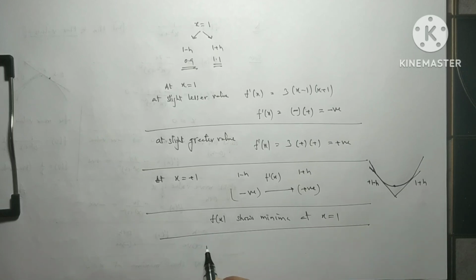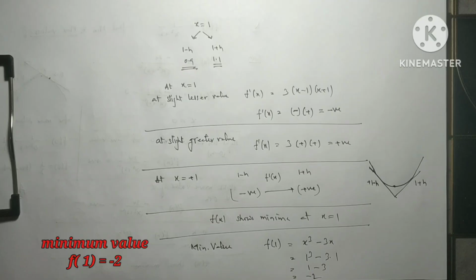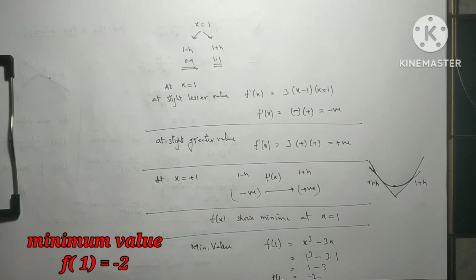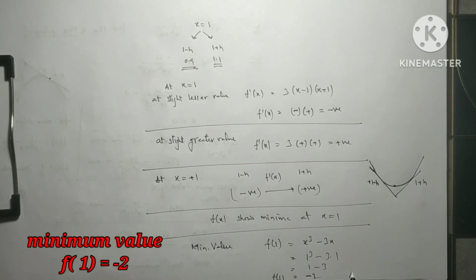So for the minimum value, f(1), and you have the function x cube minus 3x, so it will be 1 cube minus 3 into 1, so you get 1 minus 3, that will be minus 2. So the minimum value of the function, at the minima, at the lowest point, will be minus 2. So this is your answer.